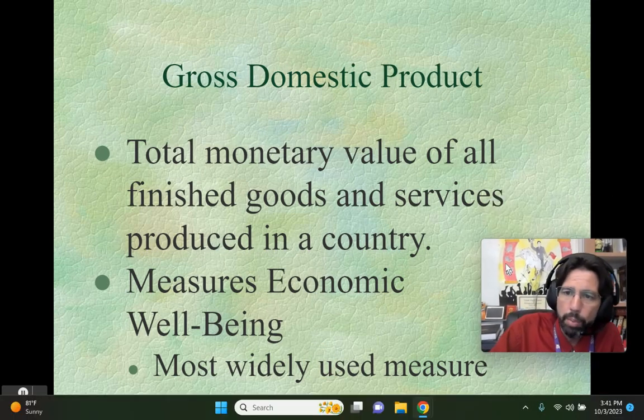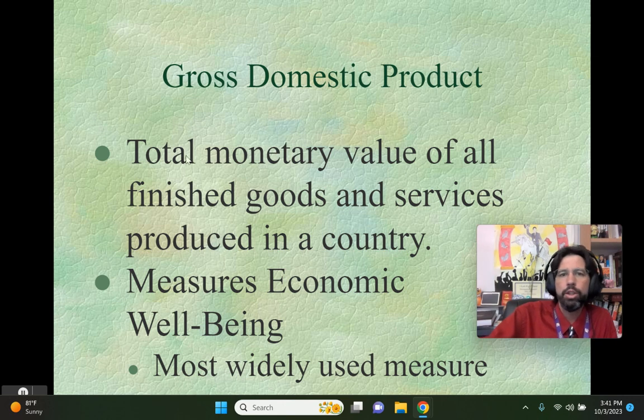So this is where we get into gross domestic product, the GDP. It's the total monetary value of all finished goods and services produced in a country. And it's our most widely used measure to figure out economic well-being. That's gross domestic product. It's the monetary value of all goods and services that are produced in a country. Is it great? Is it fantastic? Is it perfect? No, it's not. And we're going to look at other measurements as well. But right now it's the most common and widely used measure.